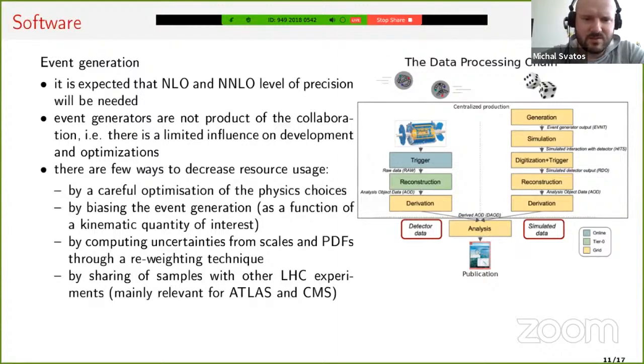We can bias the event generation as a function of kinematics, so that you don't spend a lot of CPU time populating some extreme corner of phase space. Uncertainties from scales and PDFs can be done by reweighting, so you do not need some large Monte Carlo to do that. Also, as this is experiment independent, we can share them with other experiments. In this case, it would probably be mostly with CMS.